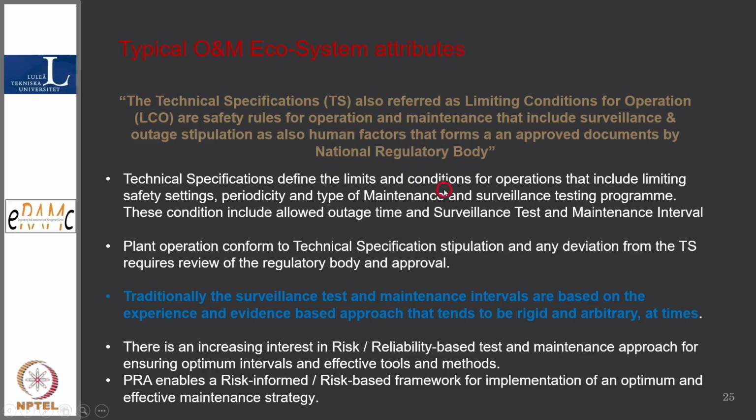Tech specs define the limiting conditions for operation, which include limiting safety system settings, periodicity and all. For different plants, the name of the document may be different, such as safety technical specification, but these things have to be met, and they should not be violated. If any clause of the tech spec is compromised or seen to be compromised, the regulators have to be informed and their compliance is required. Plant operation conforms to the technical specification, and any deviation from it requires a review by the regulatory body and approval.